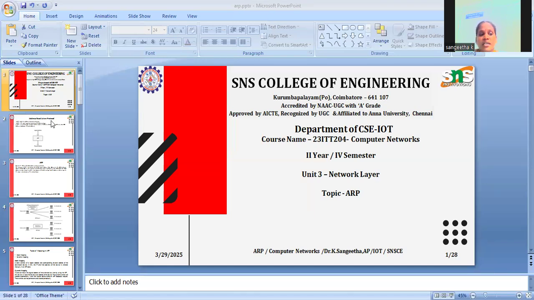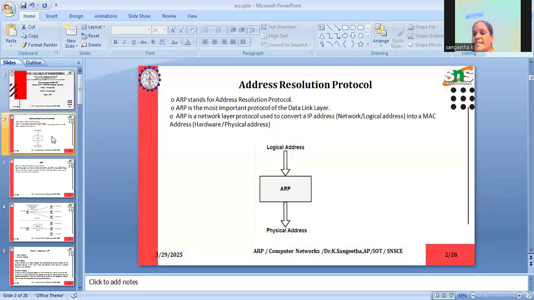Okay. So in this session, we discuss ARP. ARP is the Address Resolution Protocol, the most important protocol that works between the data link layer and network layer, to convert the IP address to the MAC address. We know the MAC address is a physical address, or we can say an Ethernet address. It is a 48-bit address. The IP address, normally version 4, is a 32-bit address.